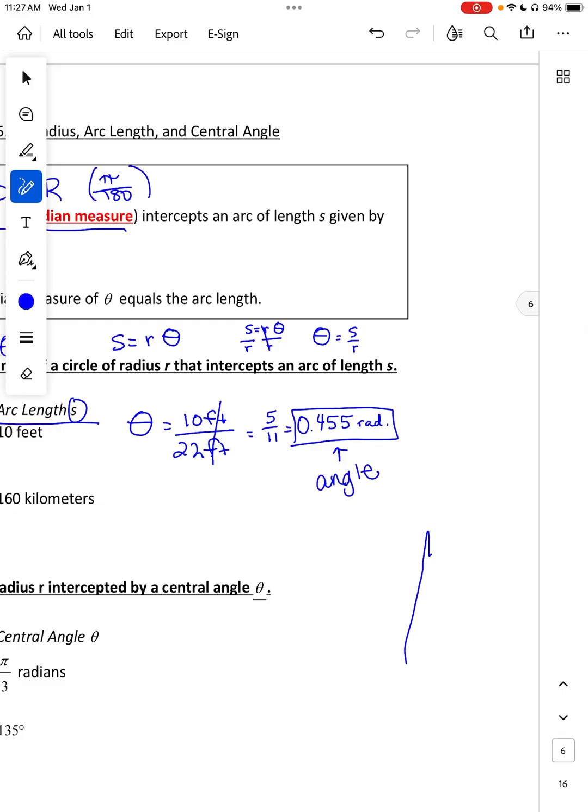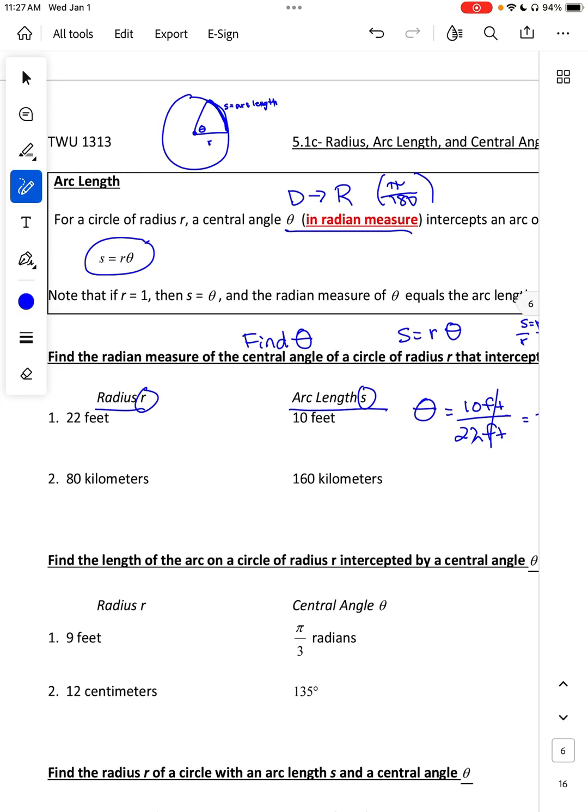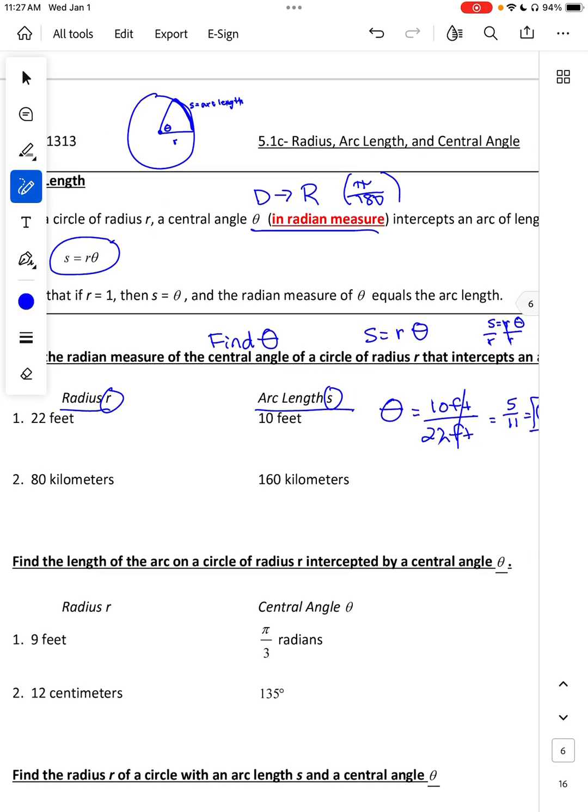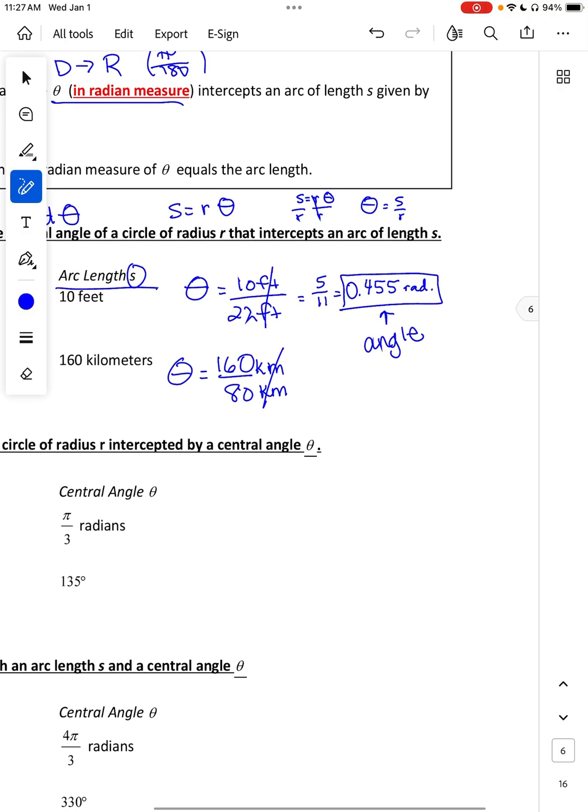Okay, let's look at the next one. We have 80 kilometers, 160 kilometers. So to find the angle theta, we do S over R. So S is 160, R is 80, and we're in kilometers. So our units of measure will cancel, zeros will cancel, we get 2 radians.